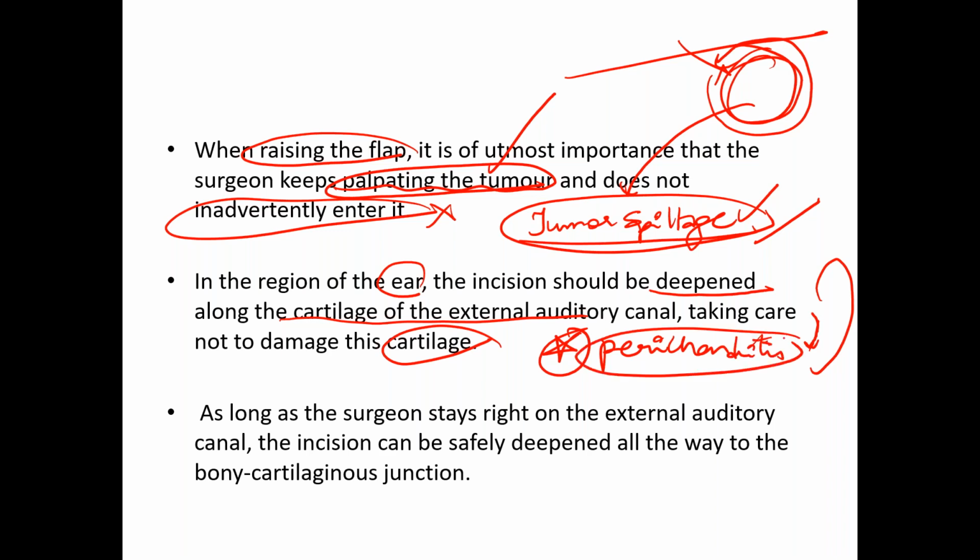As long as the surgeon stays right on the external auditory canal, at the level of the EAC, the incision can safely be deepened all the way to the bony cartilaginous junction. The cartilage is the outer 1/3 and then the bone is the inner 2/3. So 2/3 and 1/3 will be the bony cartilaginous junction. Keep these things in mind.